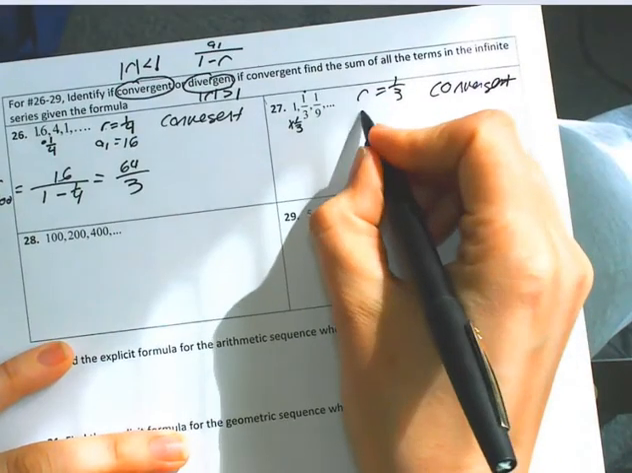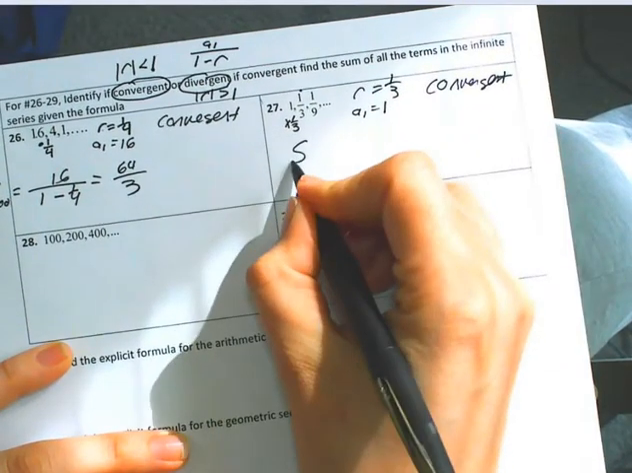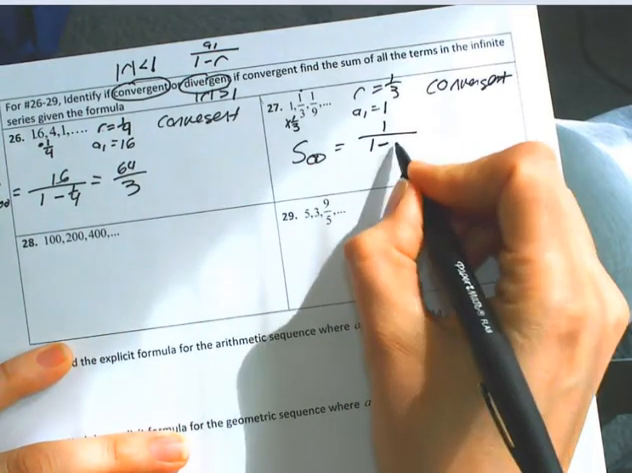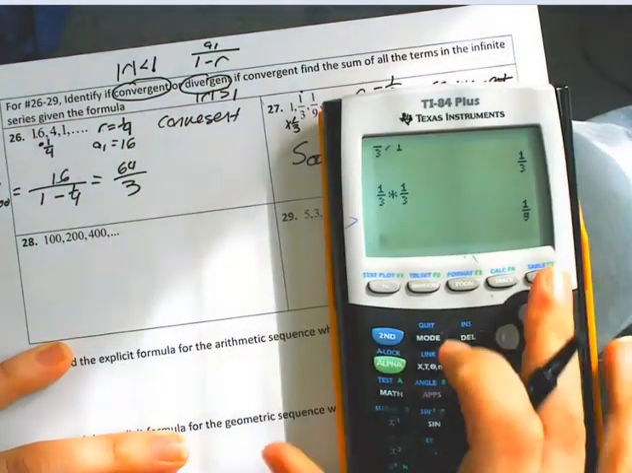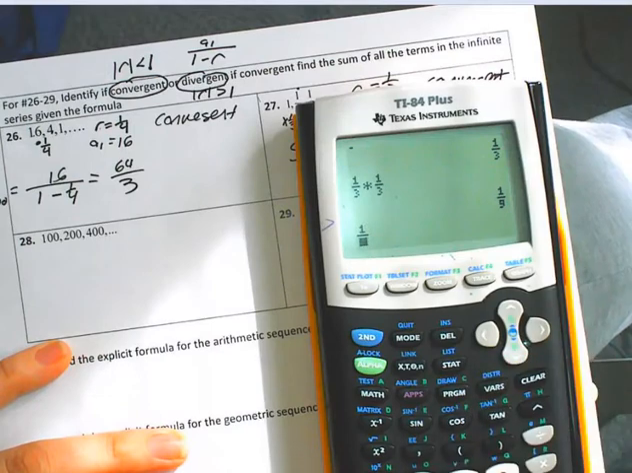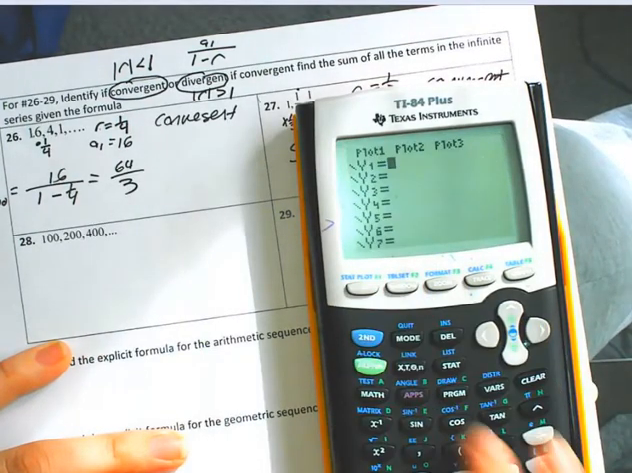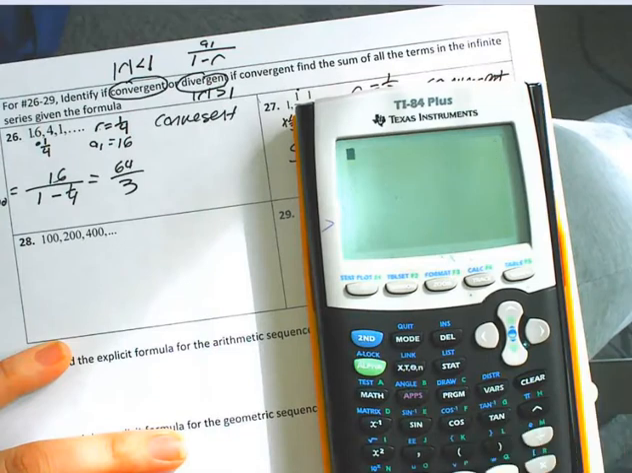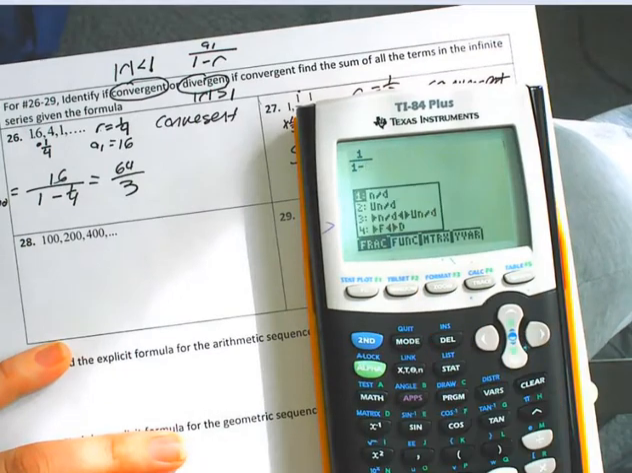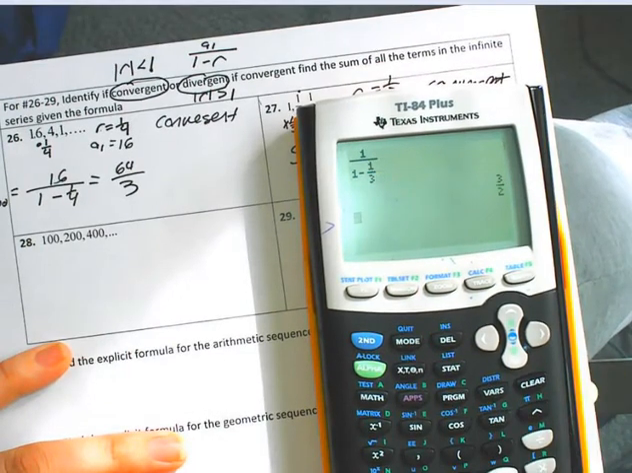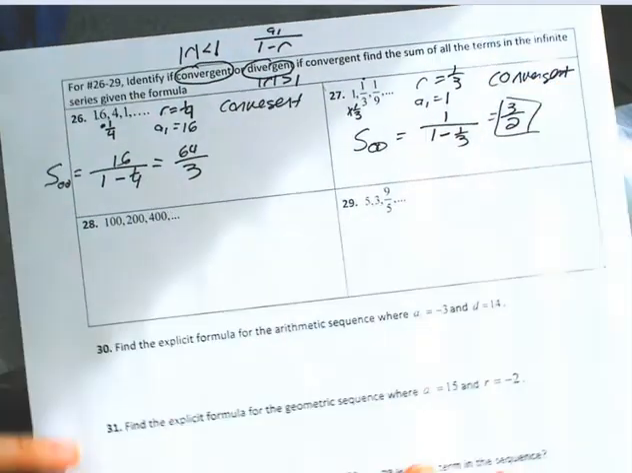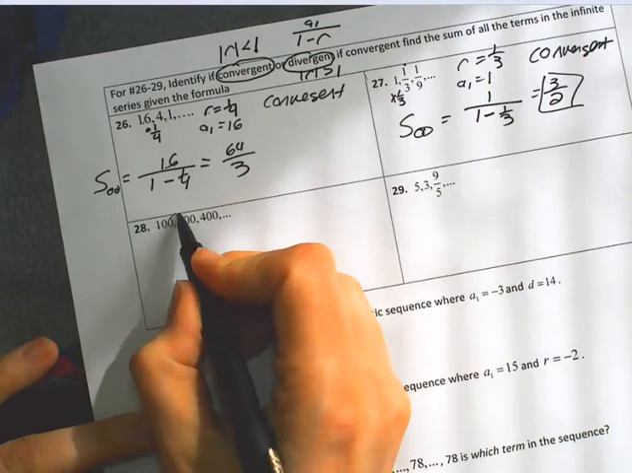Which means I can use my formula. I already have r, and a sub 1 equals 1, so I can plug into my formula. I have 1 over 1 minus 1/3. I'm going to plug that in: S equals 1 over 1 minus 1/3. So 3 over 2.